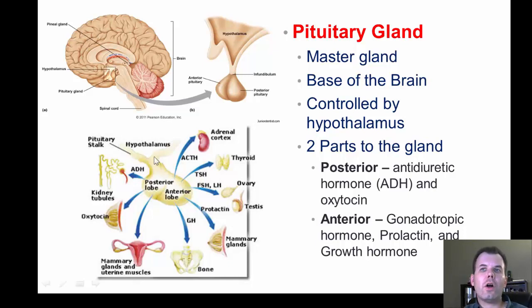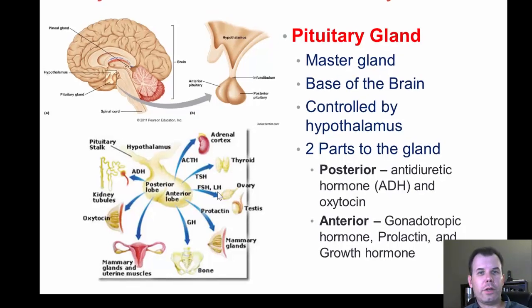And the reason why it's called the master gland is because of all the different hormones that it secretes, because it really has an effect on all the other glands in the body. And so when you release these hormones from the pituitary, you stimulate other glands to produce other things. And so again, we're going to talk about more of the different glands, but the pituitary is probably the most important of all of them because it regulates all the other glands.